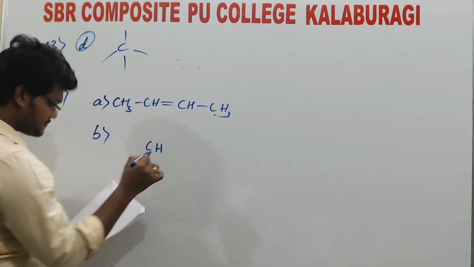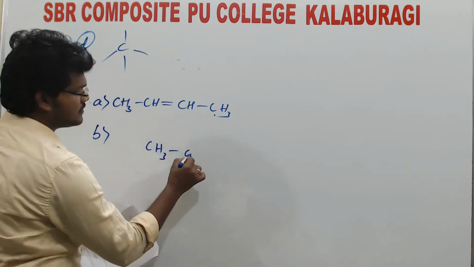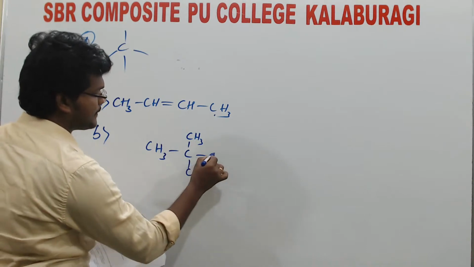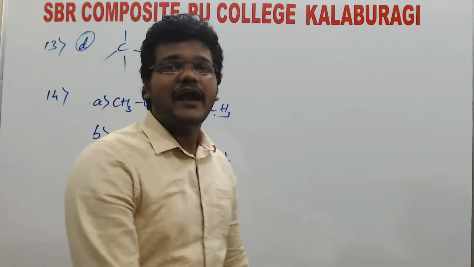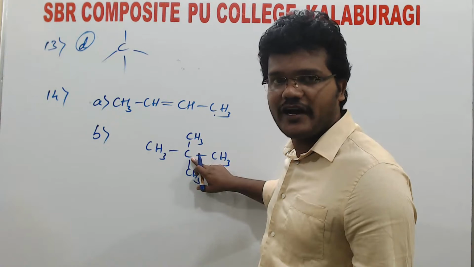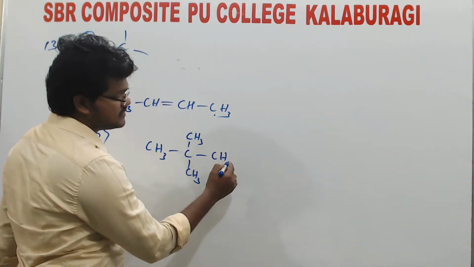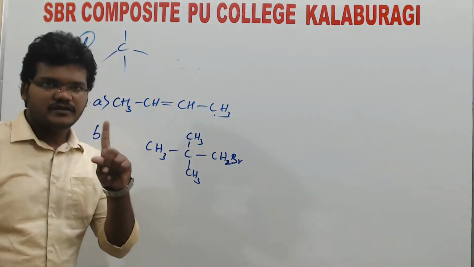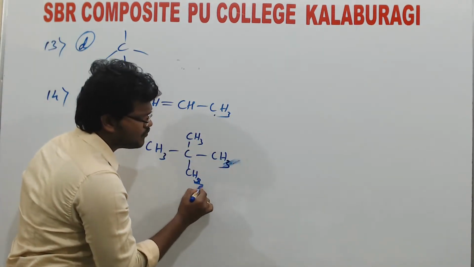B is 2,2-dimethylpropane. 2,2-dimethylpropane is nothing but neopentane. You are supposed to add bromine. You can't add bromine to this carbon, there is no hydrogen. So now you can add over here. So this will become what? CH2Br. Let's imagine this is one of the compounds. So I can even add over here too.